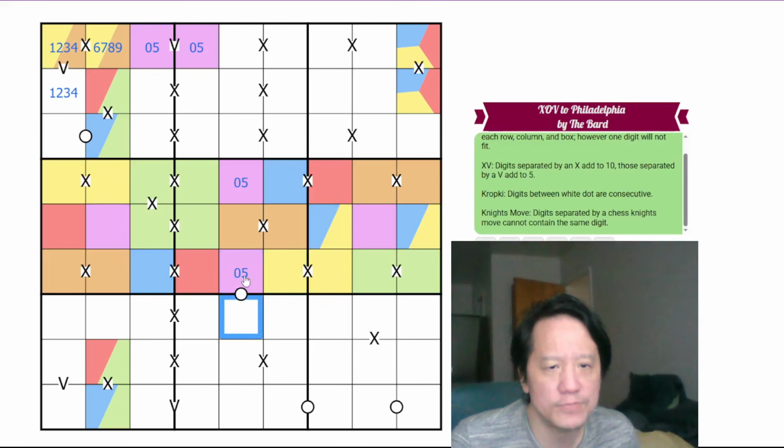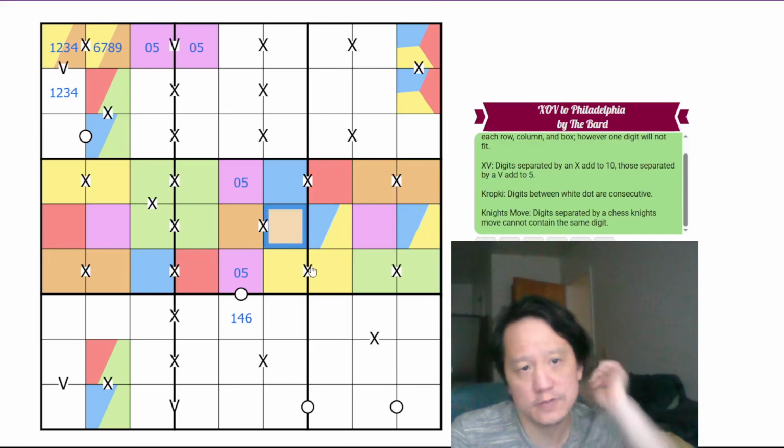Hmm. 0 and 5, which would mean this has to be 1, 4, or 6. That's interesting. To be consecutive with the 0 or 5. This orange must be different from that.